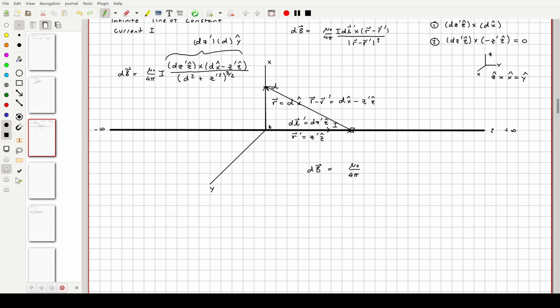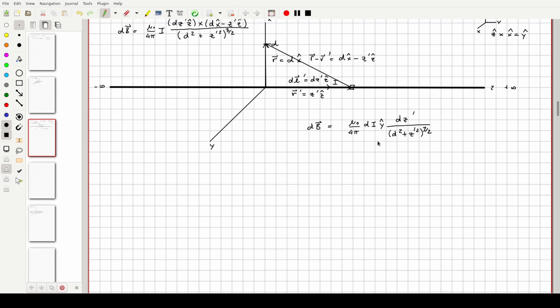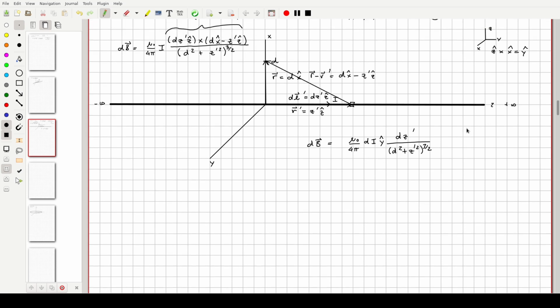The d is, again, the height above the x-axis, so it's a constant. So I'm just going to pull it out here, d times I. The y hat is also constant, that comes out as well. And then what I'm left with, at least the stuff that's relevant that we're going to ultimately end up integrating over, is going to be dz prime divided by d squared plus z prime squared raised to the 3/2 power. So this is what we're going to end up integrating over from minus infinity to plus infinity.